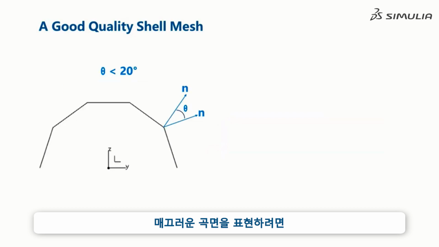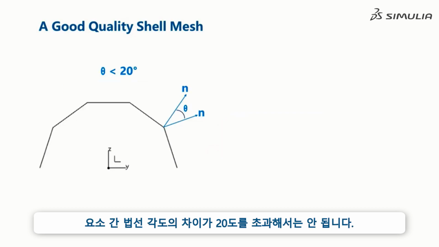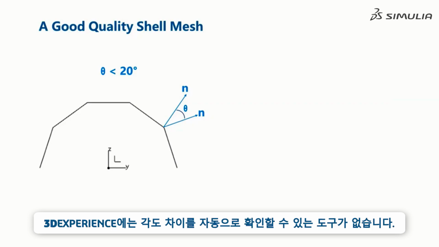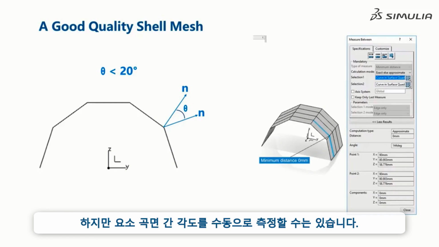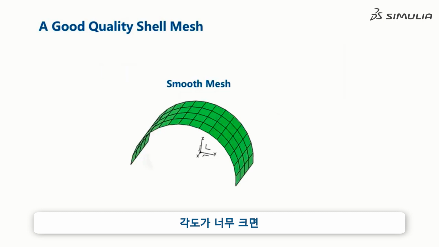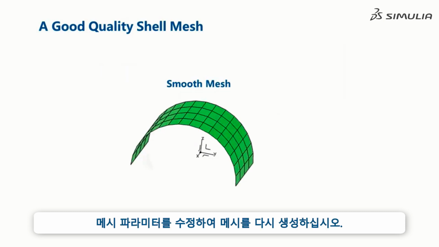To represent a smooth surface, the difference in the normal angle between elements must be less than 20 degrees. 3DEXPERIENCE does not have an automated tool for checking this. However, you can manually measure the angle between the element faces. If the angle is too large, modify the mesh parameters and remesh the part.